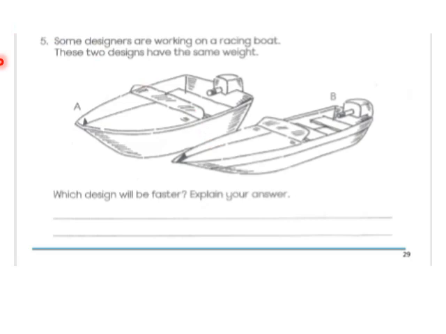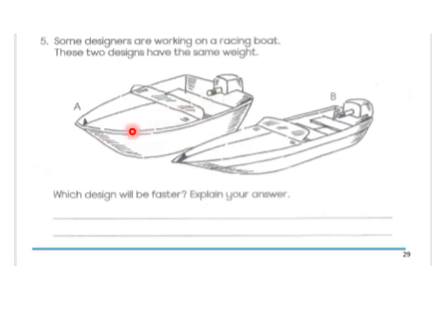Now this is a small classwork that we're going to answer together. Some designers are working on a racing boat. These two designs have the same weight, so both of them are exactly the same weight. Which design will be faster, and explain your answer? I need you to look at the design of each one. This is more wide and this is more narrow. It's actually not that wide.